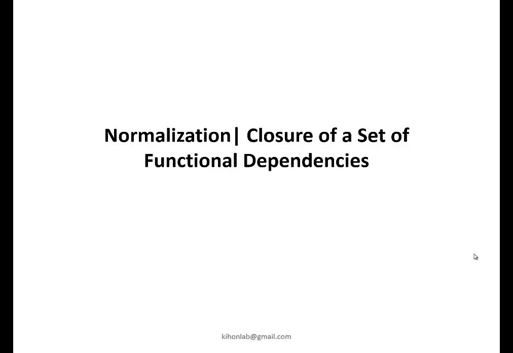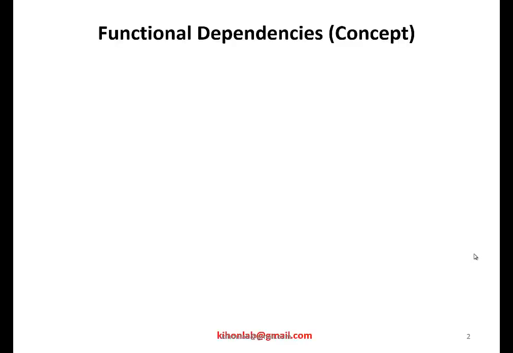Today we are going to discuss closure of a set of functional dependency, which is useful in normalization to find out in which normal form the relation is. Once it has been found, then we can resolve that normal form to remove the redundancy present in the relation. So first of all, we'll see the concept of functional dependency.